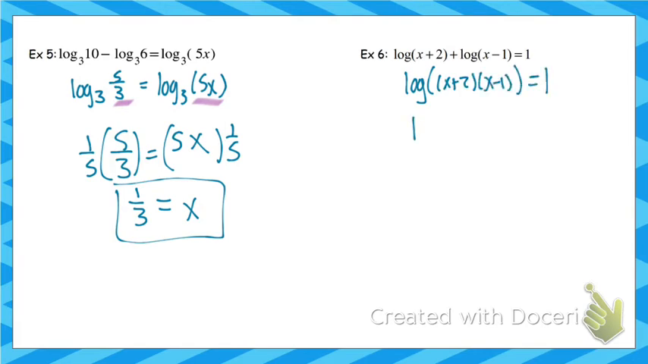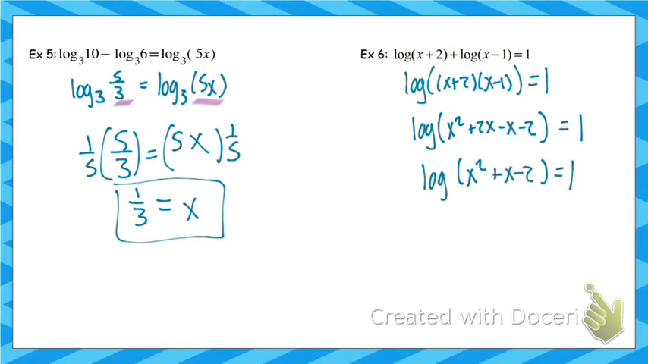So we can go ahead and FOIL that out. So that would be x squared plus 2x minus 2. And I'll go ahead and simplify it. So that'll be x squared plus x minus 2. Now at this point, we don't have a log equal to a log. We have a log equal to a number. So this is really similar to the first couple we did.